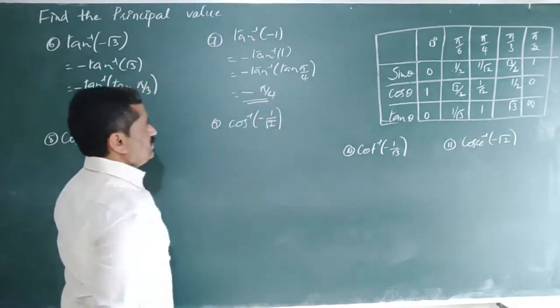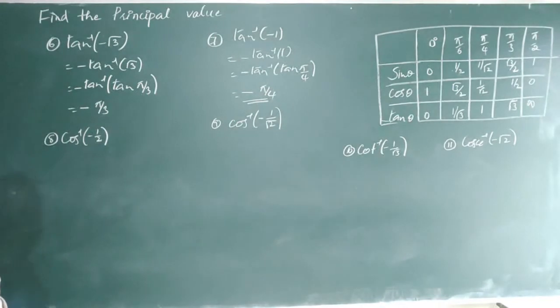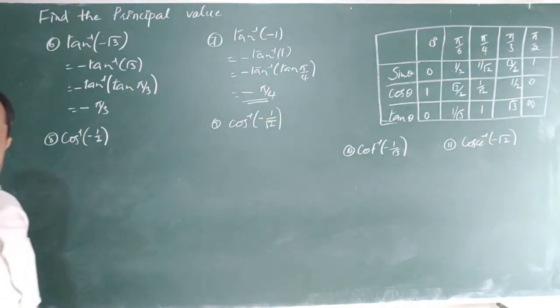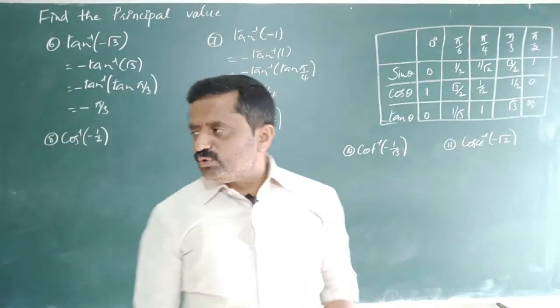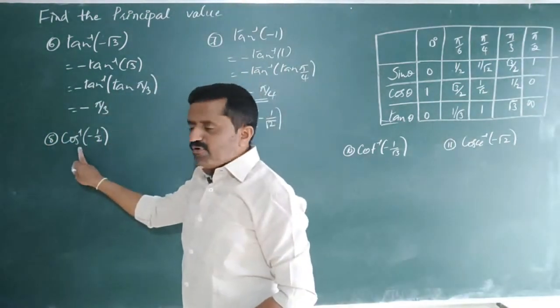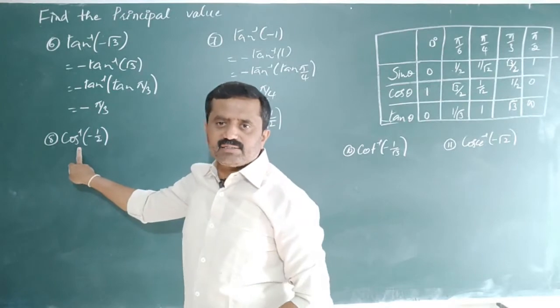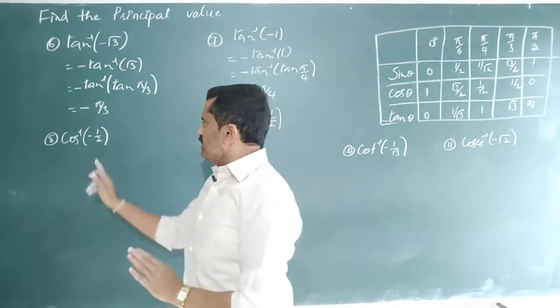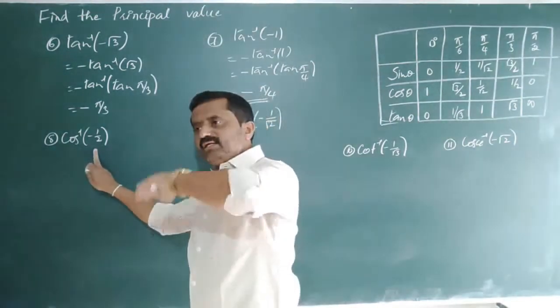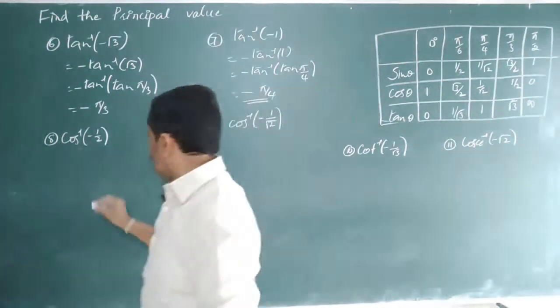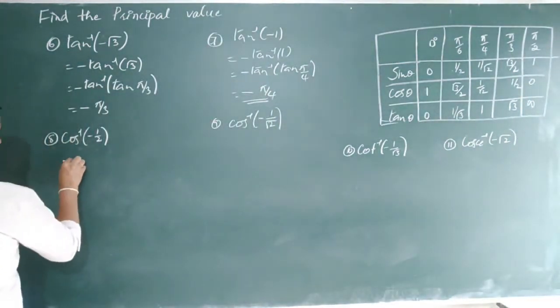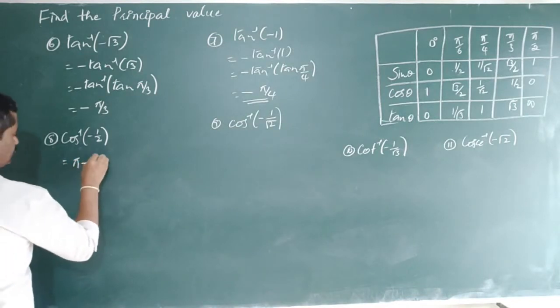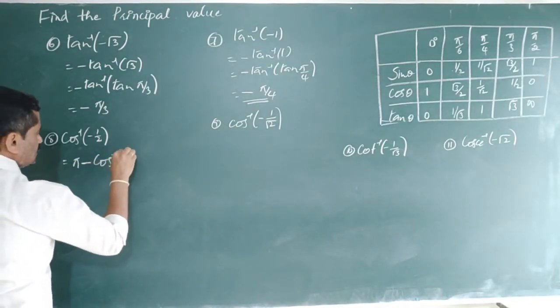Okay, next we have cos inverse of minus 1 by 2. Cos inverse of minus 1 by 2. So now this is in the form of cos inverse of minus x. We know that cos inverse of minus x can be written as what? Pi minus cos inverse of x. Therefore that is equals to pi minus cos inverse of 1 by 2.